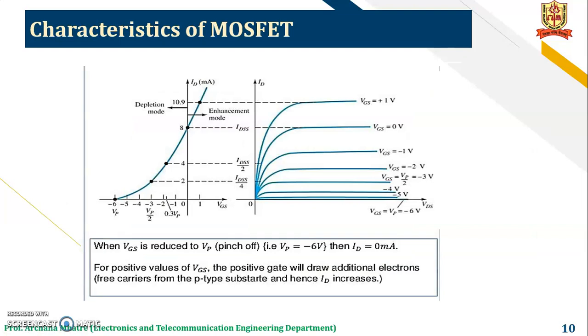Now these are the characteristics of MOSFET. Here you can see the transfer characteristic and output characteristic of MOSFET. For the output characteristic, on the x-axis is VDS, that is voltage from drain to source, and on the y-axis is ID current. When VGS is reduced to pinch off, then ID is equal to 0 milliampere. For a positive value of VGS, the positive gate will draw additional electrons, that is free carriers, from the P-type substrate, and hence ID will increase.